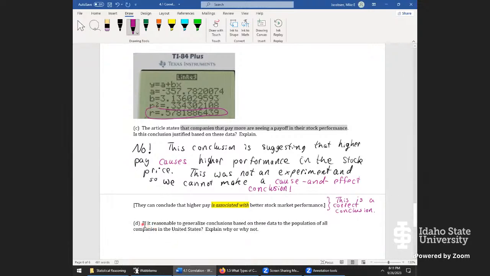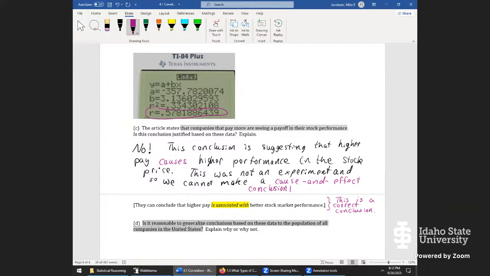Part D asks, is it reasonable to generalize the conclusions based on these data, think of the correct conclusion now, to the population of all companies in the United States? In other words, if we think of those 13 companies as a sample, can we generalize these results to every company? How do folks feel about that statement there? Would it work, or do we have a problem? Some are shaking their heads; this doesn't seem like a good situation.